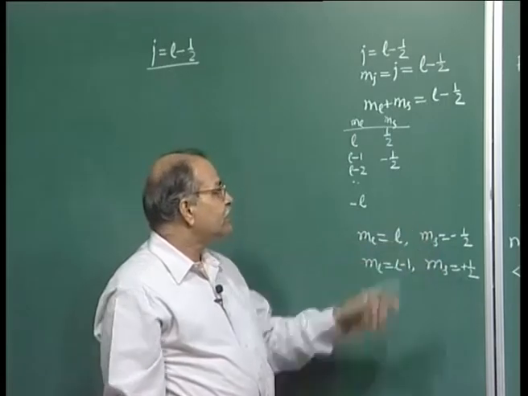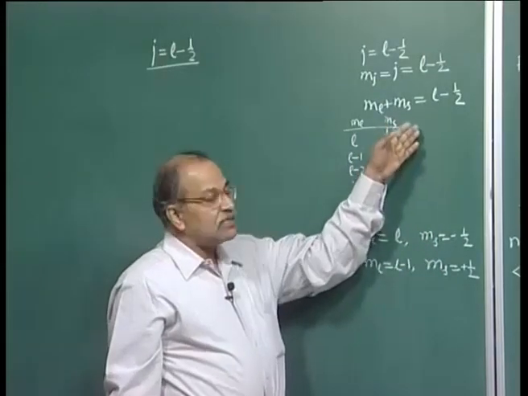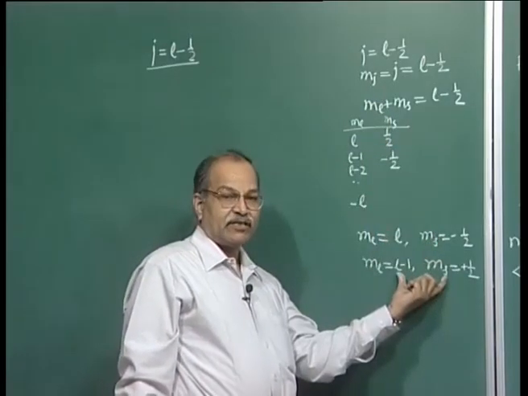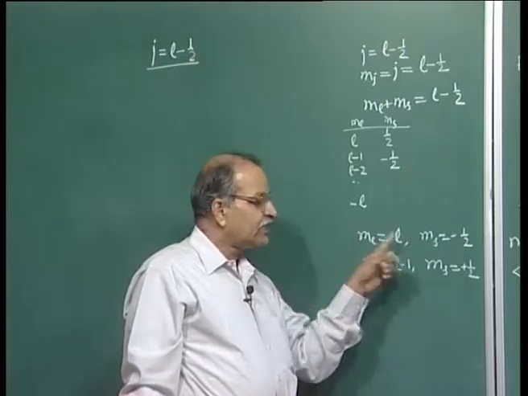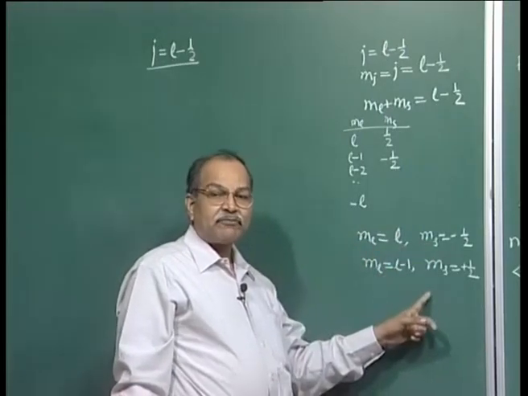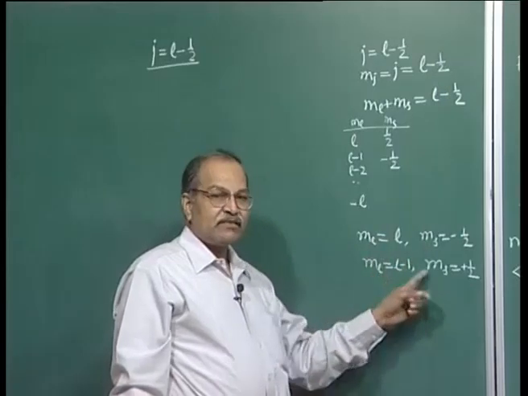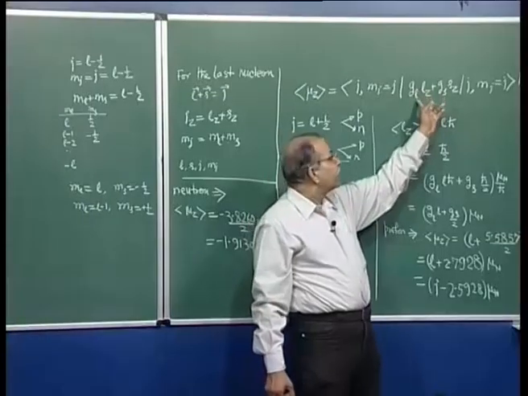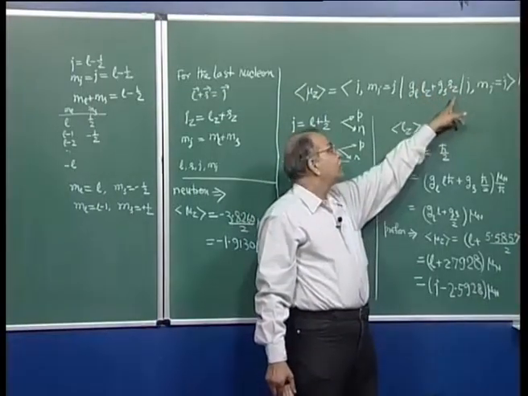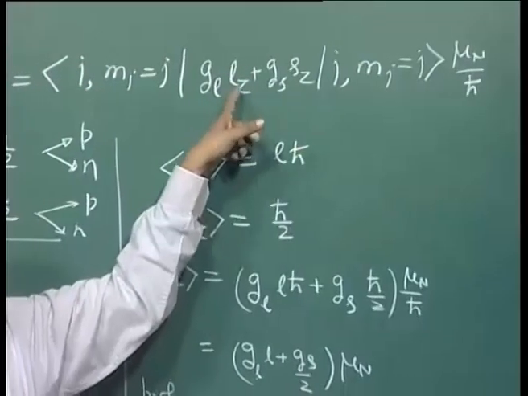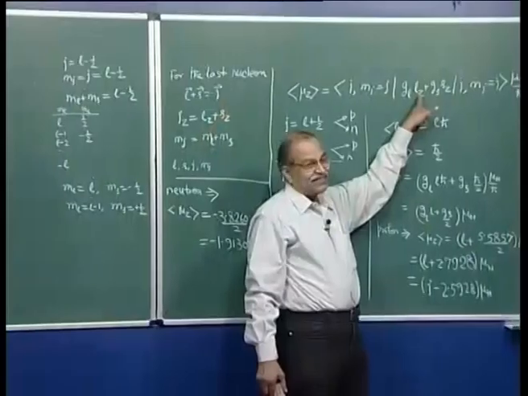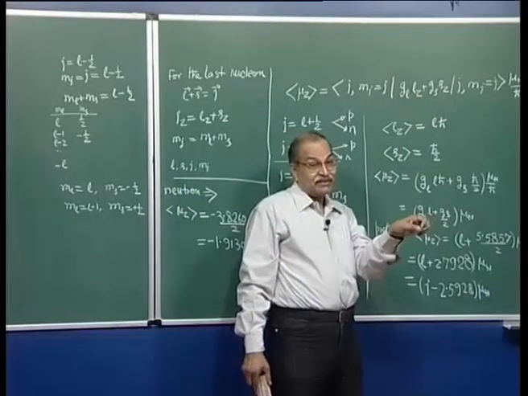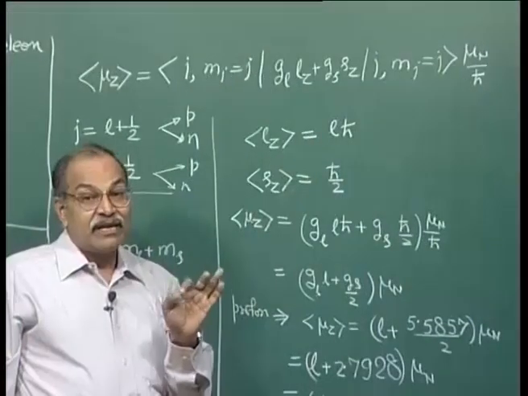So, when I write the state j and mj equal to j, it will contain this as well as this. Why am I talking in terms of ml and ms if they are not definite? I am talking in terms of ml and ms because I have to calculate this mu z, and that contains Lz and Sz. The expectation value of Lz is ml times h cross, and of Sz is ms times h cross. So, I need those ml and ms, that is why I am talking in terms of ml and ms.